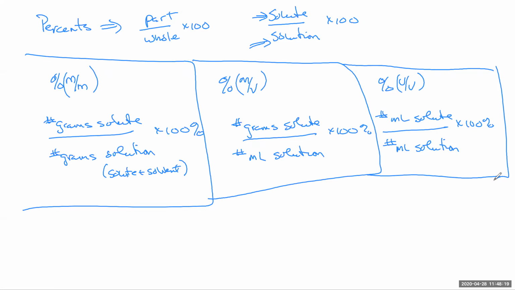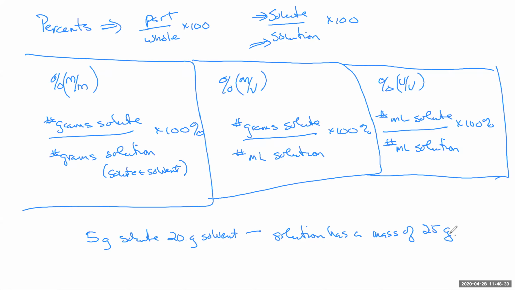The grams of solution works out really well because masses add well. If I have 5 grams of solute and 20 grams of solvent, then my solution has a mass of 25 grams, right? I could just add them together. So masses are additive. You could just add them.